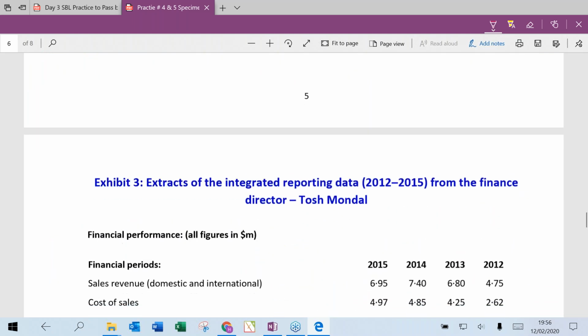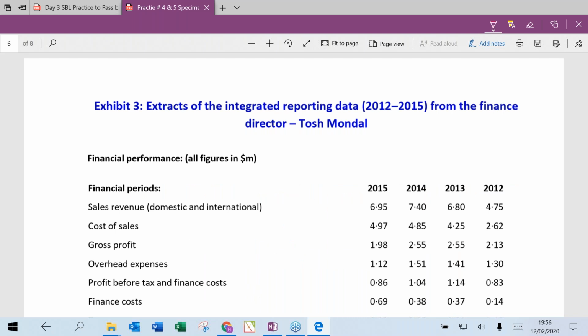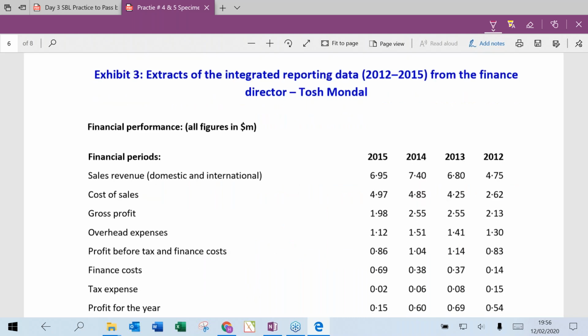Let's go to exhibit 3. Extracts of integrated reporting data from the finance director Tosh Mondal.